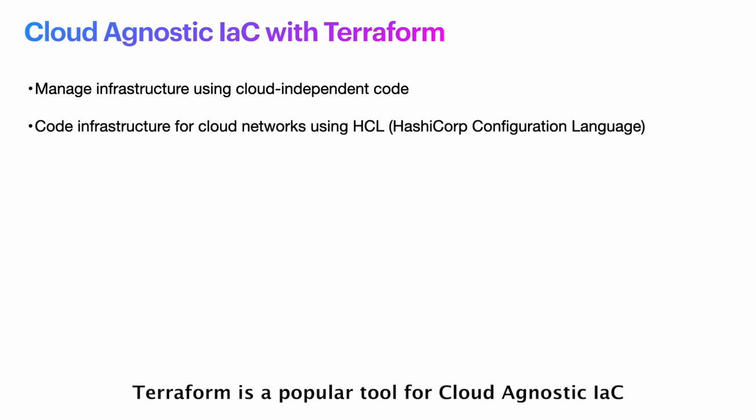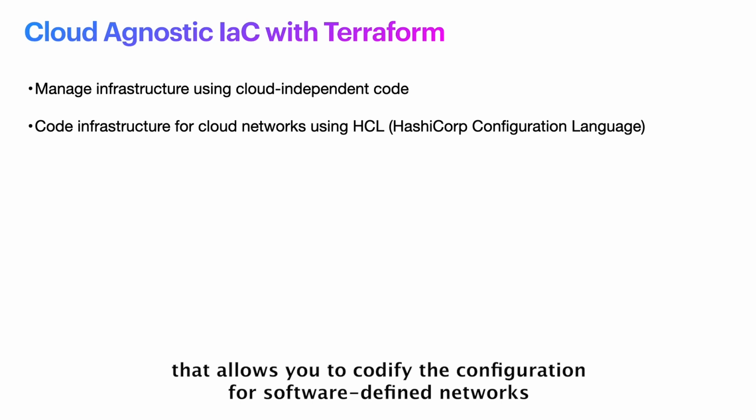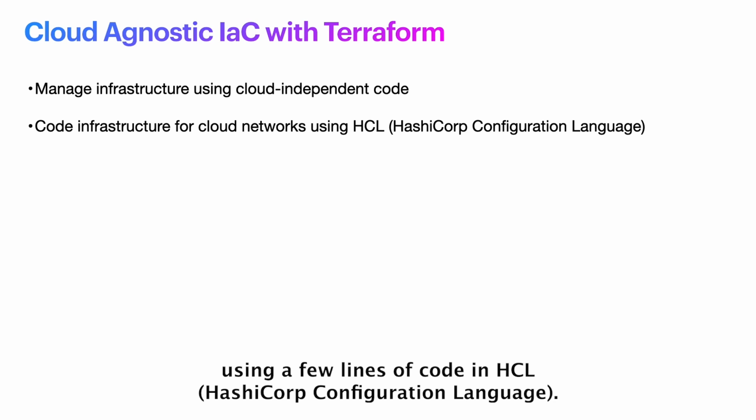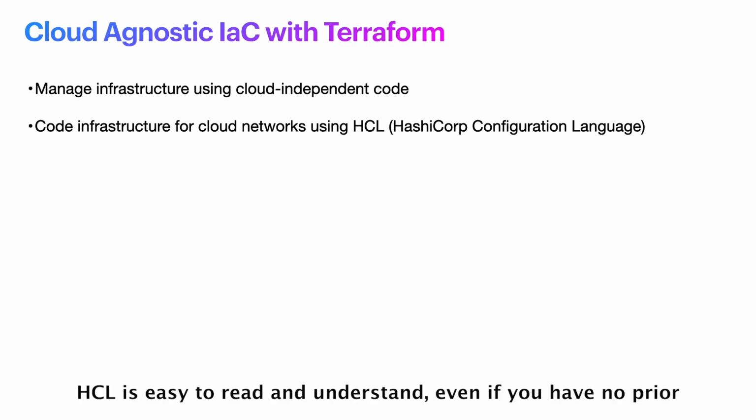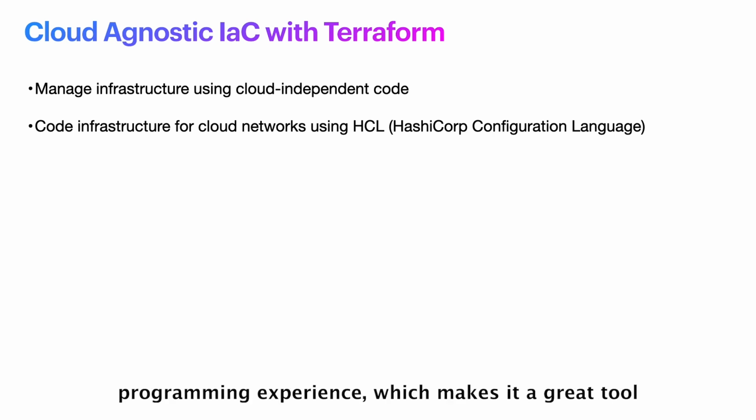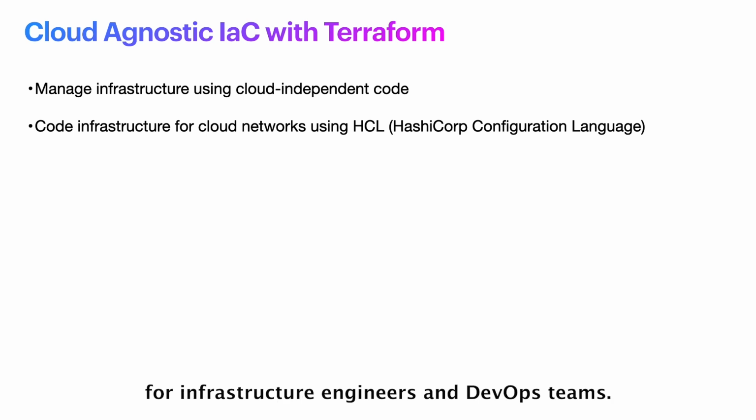Terraform is a popular tool for cloud-agnostic IAC that allows you to codify the configuration for a software-defined network using a few lines of code in HashiCorp Configuration Language. HCL is easy to read and understand even if you have no prior programming experience, which makes it a great tool for infrastructure engineers and DevOps teams.